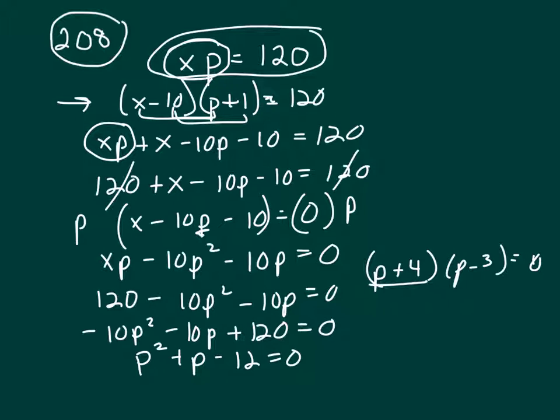And that means you set each one of these equal to 0. That gives you P is negative 4, which you can't have, a negative price. P equals 3 is going to be our answer.